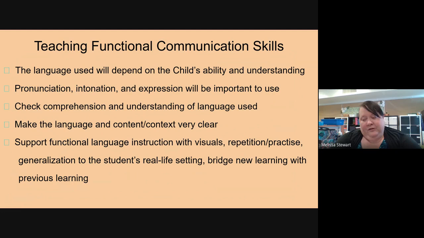Teaching functional communication skills, the language used will depend on the child's ability and understanding. Pronunciation, intonation, and expression will be important to use. We want to check the comprehension understanding of the language used, make the language and context very clear, and support functional language instructions with visuals, repetition and practice, and generalize to the students' real life setting and bridge new learning with previous learning.